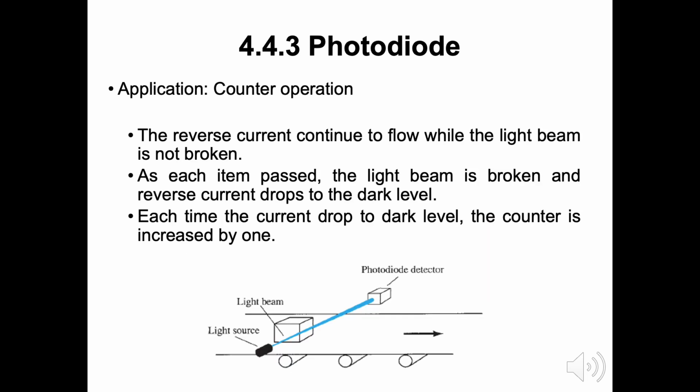The second application for this photodiode is the counter operation system. The reverse current will continue to flow while the light beam is not broken. As each item passes, the light beam is broken and the reverse current drops to the dark level. Each time the current drops to dark level, the counter is increased by 1.